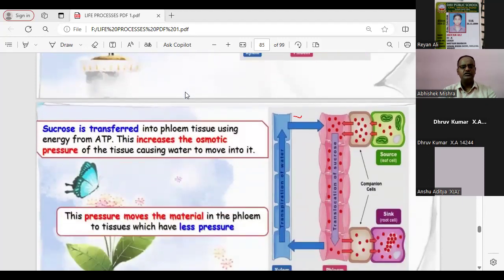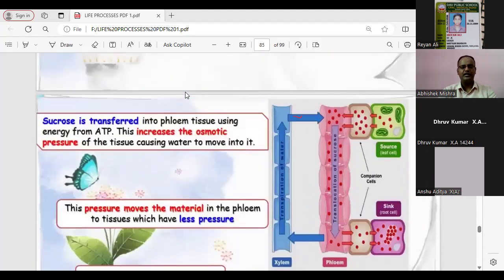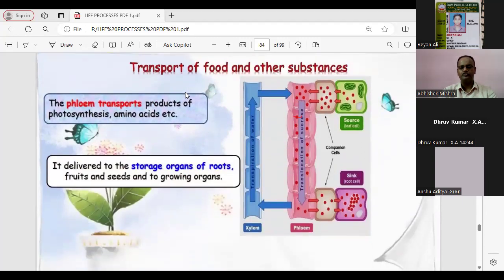Okay. Now, the most important thing regarding the transportation of food through phloem: this process requires energy, but for xylem, no energy is required. Transportation of food through phloem requires energy. It is with the help of the companion cell. The companion cell will provide the energy. Food material is loaded in the sieve tube, and that area will have high osmotic pressure. So water diffuses into it. It is then transported to the area where the osmotic pressure is less, and hence the food material is transported.